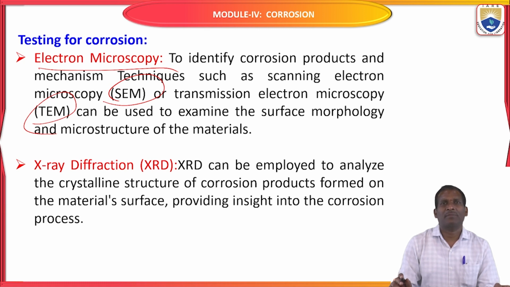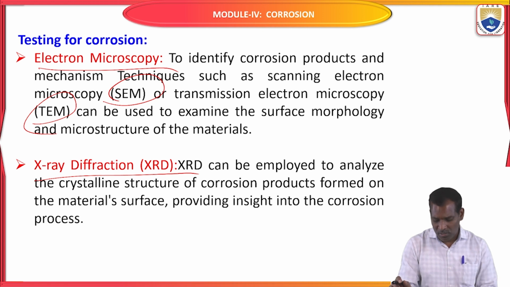Next one is X-ray diffraction, XRD. XRD can be employed to analyze the crystalline structure of corrosion products formed on the material surface, providing insight into the corrosion process. Different crystalline structures are available for the corrosion products. So what is the crystalline structure of the corrosion product? You have to analyze that. Clear. It provides insight into the corrosion process.